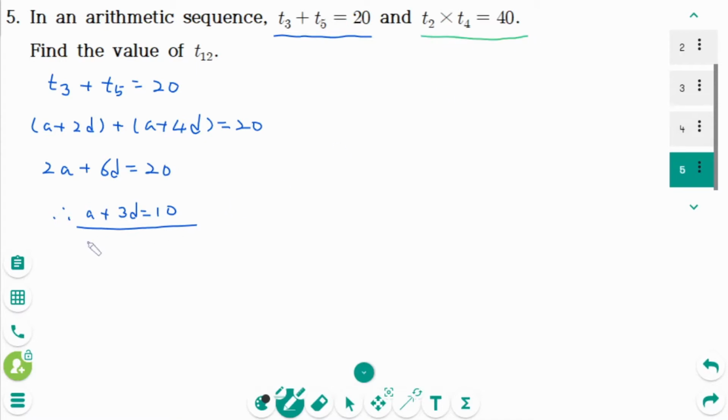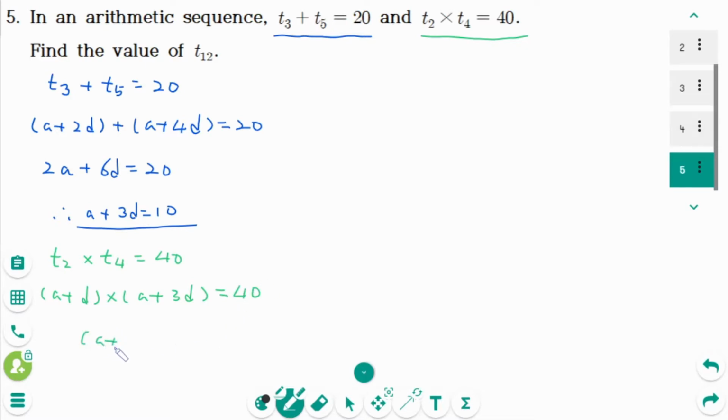The second one, T2 times T4 equals 40. Then T2 is A plus D, times A plus 3D, equals 40.